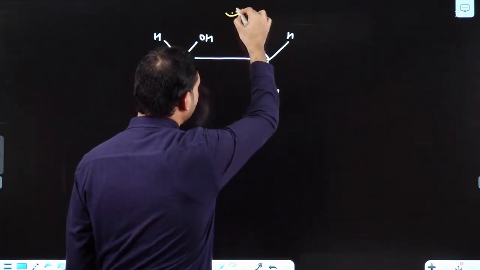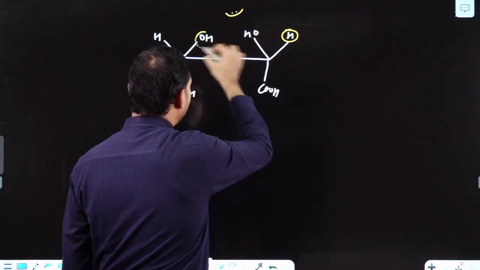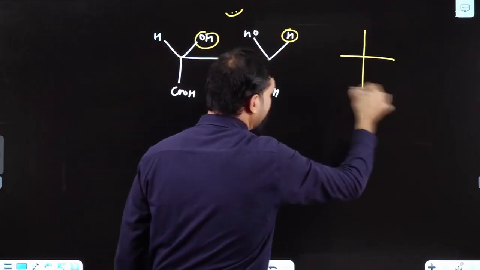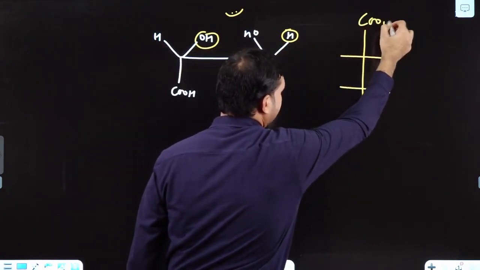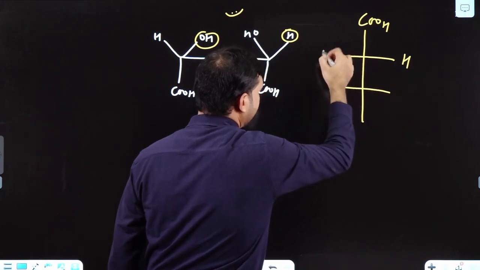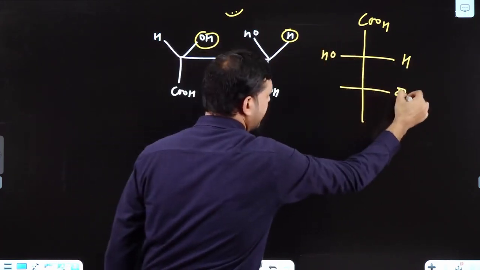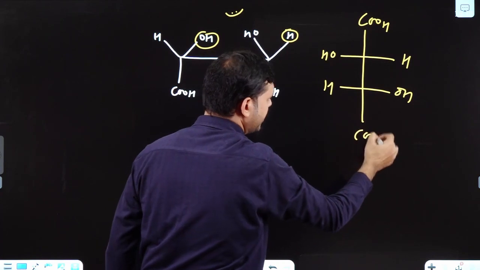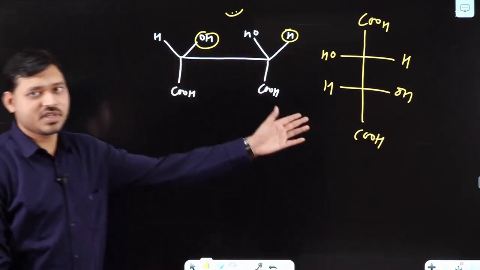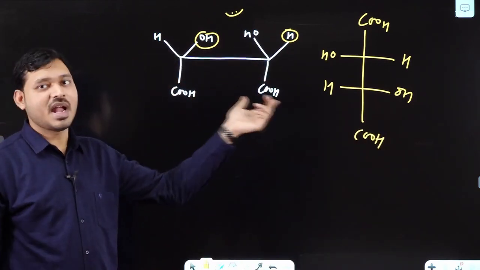Observer from this side, what he will find? Place these on right sides. Now this part on the top, COOH, H, OH. Now this one, OH this side, OH, H, COOH. You can see that this compound is not meso, it is optically active compound.